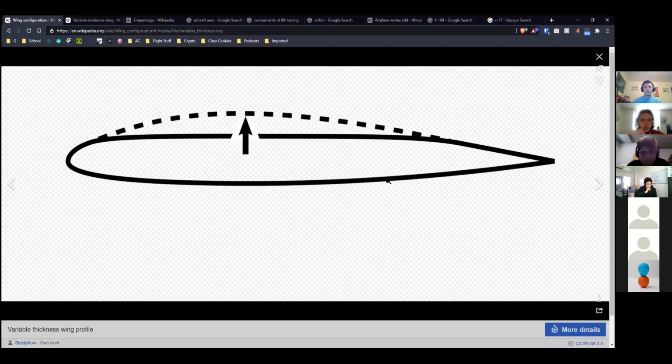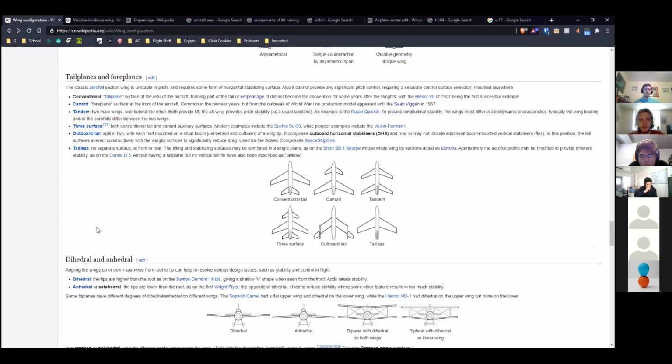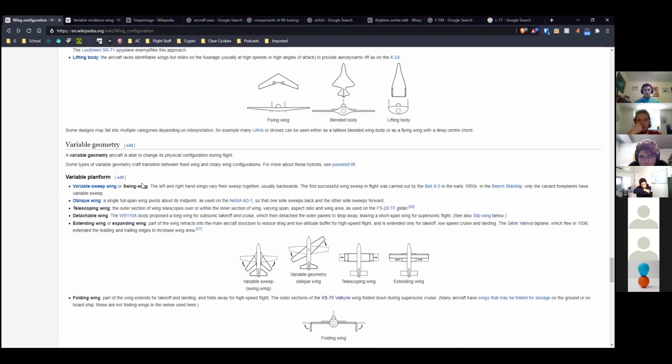Isn't most variable incidence designed for the tail? Like most examples of where variable incidence is implemented is in tail design. Yeah, I don't know that that's actually referred to as variable incidence, but when we get to tails, there's something called an all moving surface where there is no fixed horizontal stabilizer portion. The whole thing just moves, which basically is varying the incidence.